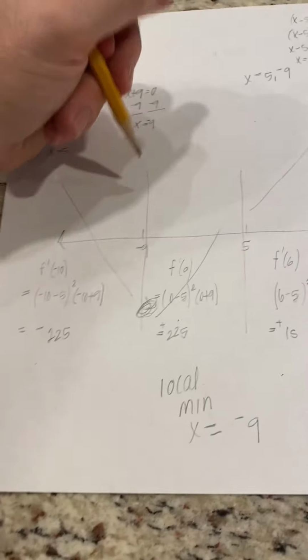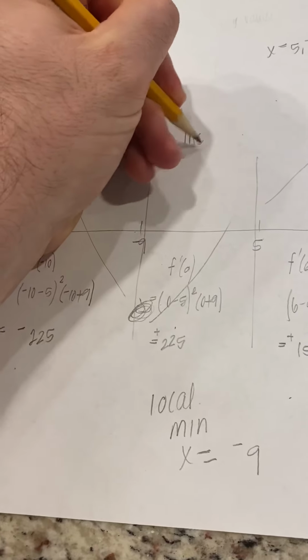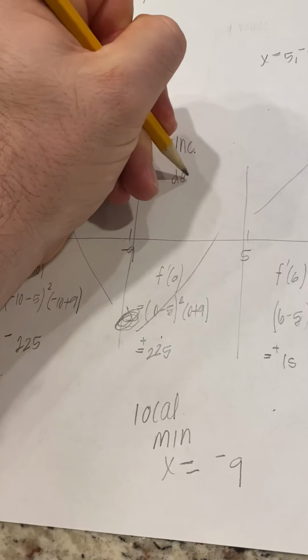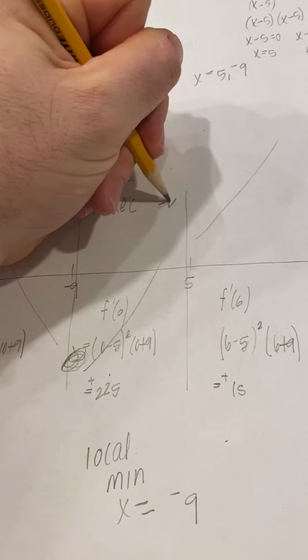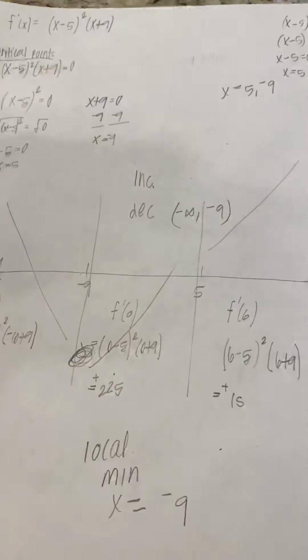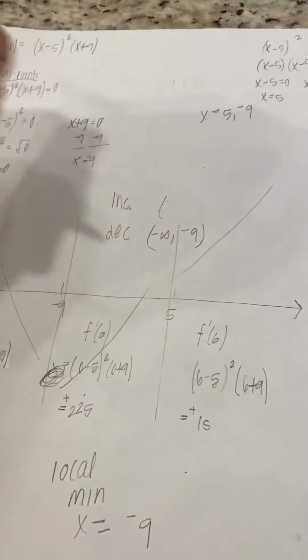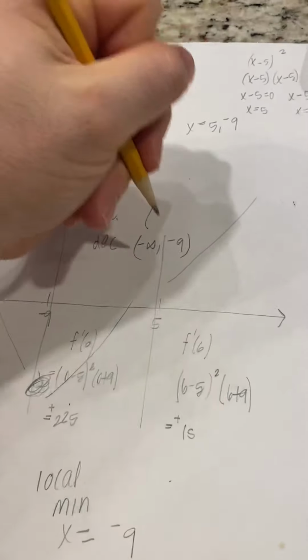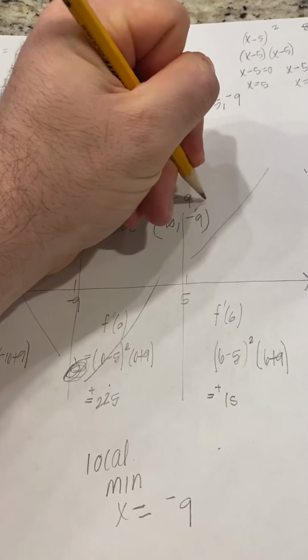The only other thing that you had to type in is where you're increasing and decreasing, but we already stated this. So you're decreasing from negative infinity to negative 9, and you're increasing from negative 9 to infinity.